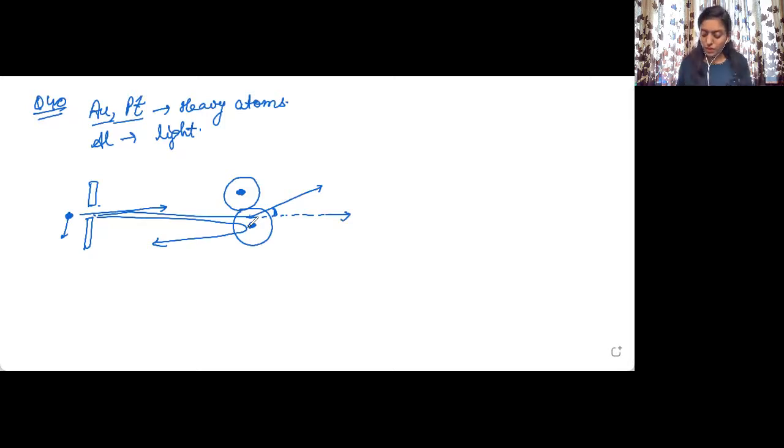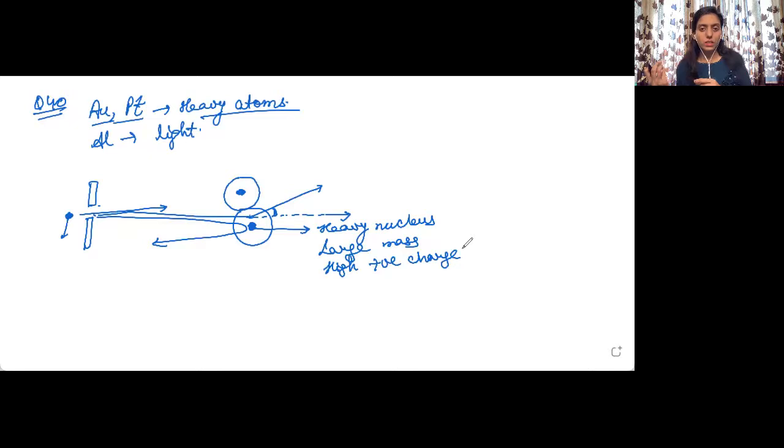Just because of this heavy center nucleus, because the atom is heavy, the nucleus is heavy, so large mass is there, and there is high positive charge. Now, because of this, what happens when the alpha particles bombard with the nucleus, or they are passing close to the nucleus, they are getting deflected by either small angles, or they are retracing the path.